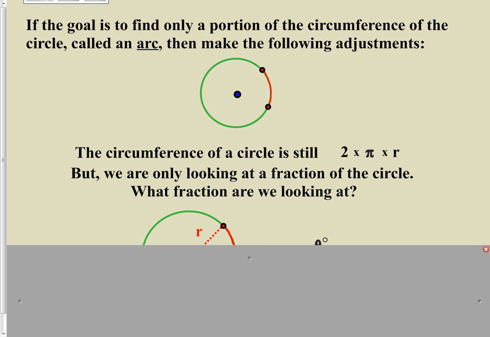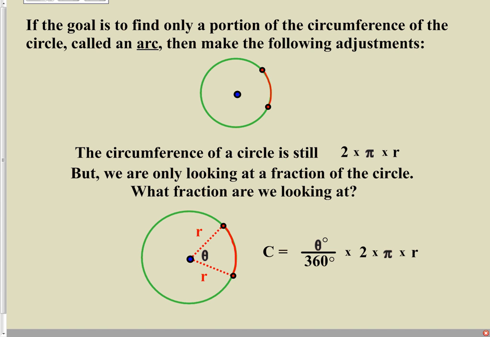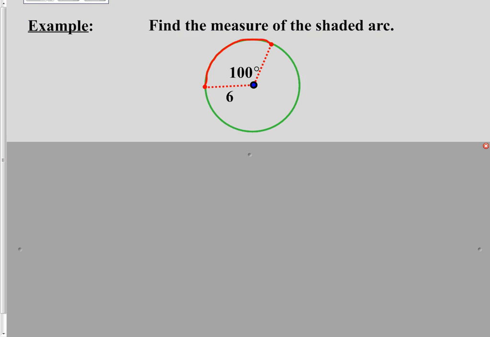Now, just like with the sector, if we're only looking for a portion of the circumference, which is what we call an arc, we should already know that. Then again, we just need to tell the formula what portion of the circle circumference we are actually looking at, and we tell it that fraction the same way we did with the sector. Theta out of 360 degrees. How much of the circle is actually covered? Take that value and multiply it times 2 pi r.